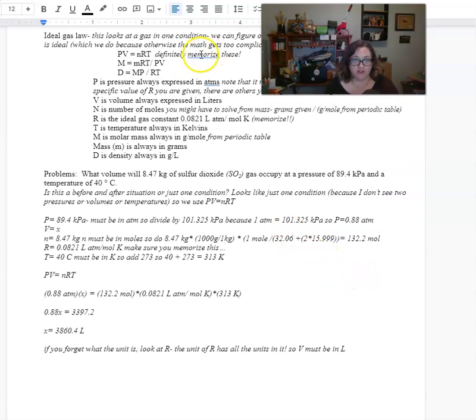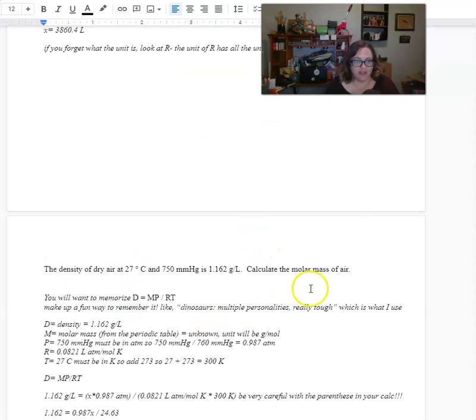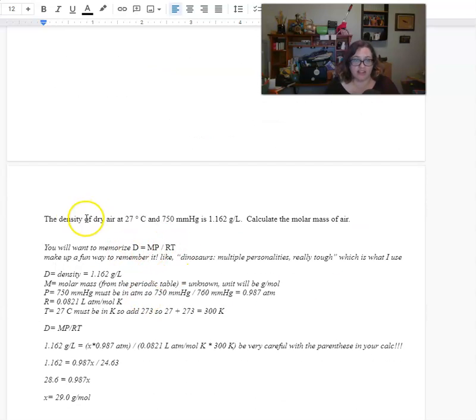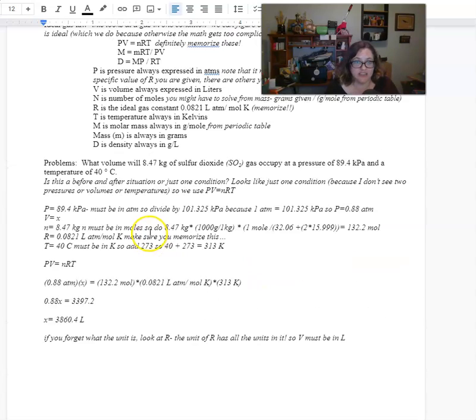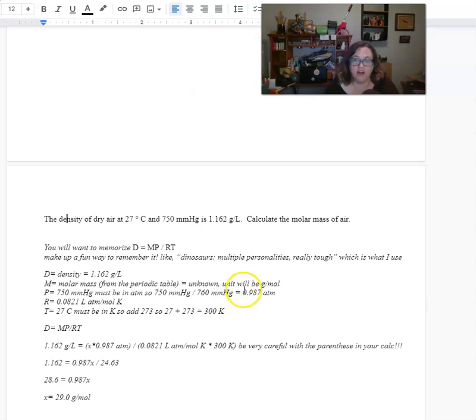Cool, that's density. That means I have to use my dinosaurs. D equals MP over RT. Dinosaurs, multiple personalities, really tough. I'm going to use that because I see density, and none of the other equations use density, so I really hope this works out. Oh, it will. It's going to be fabulous, okay? Because I want to find the molar mass. So if I use D equals MP over RT, you'll see I wrote them out that way. D is density, it's given to us. M is molar mass. We don't know it. That's what we're looking for.